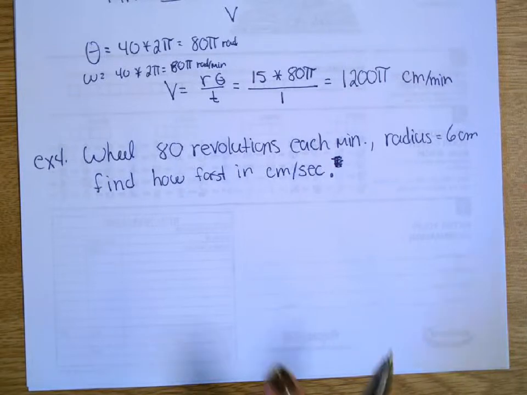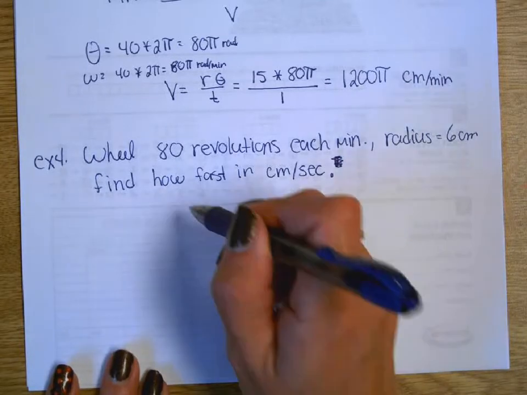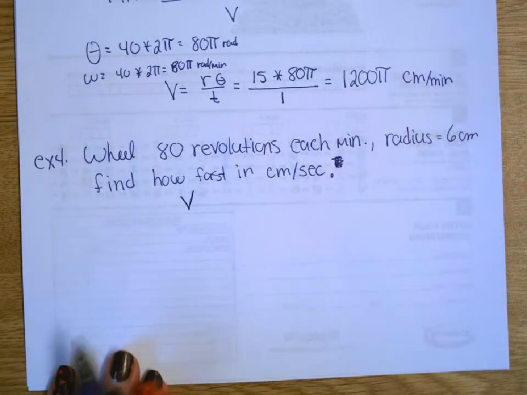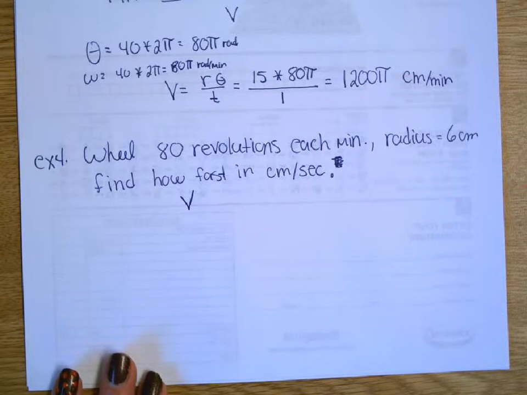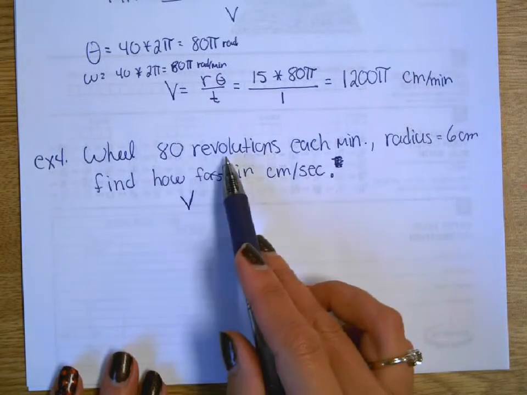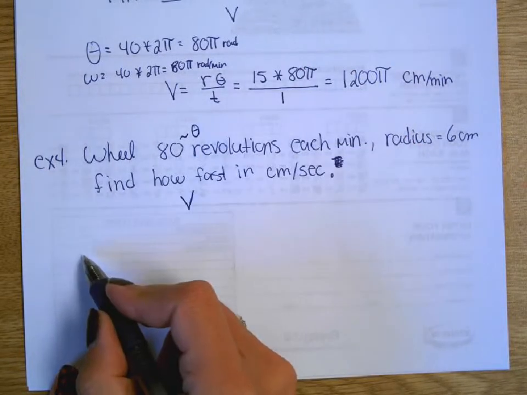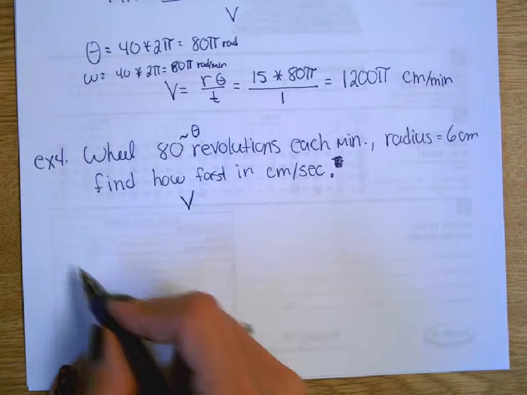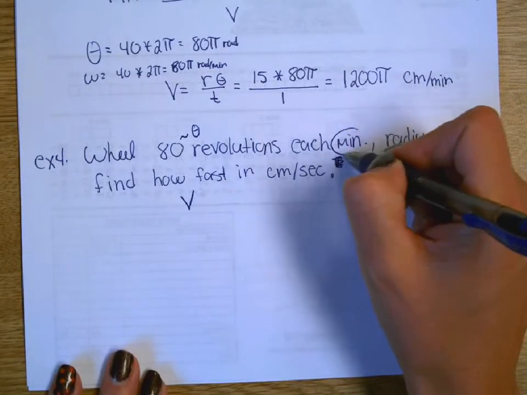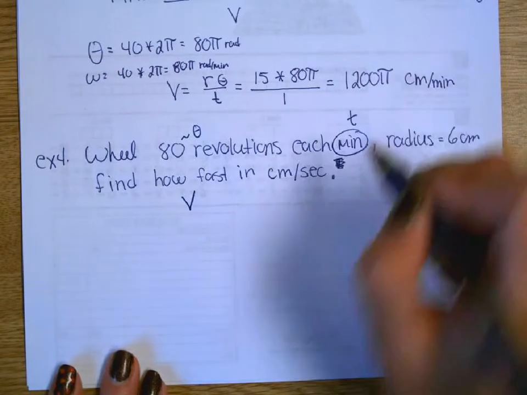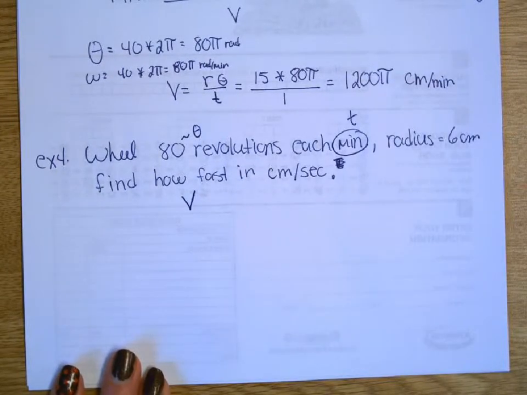Okay. So it's all about digging in here and seeing what variables they're giving you. First of all, decide what you're trying to find. What am I trying to find? Big V. 80 revolutions. What variable can I get knowing how many revolutions it's turning? I can get theta from that, right? So anytime I'm given revolutions or rotations, I call those almost theta. And I'll find it down off to the side what theta actually is. Each minute, there's my time. Time is 1 minute.